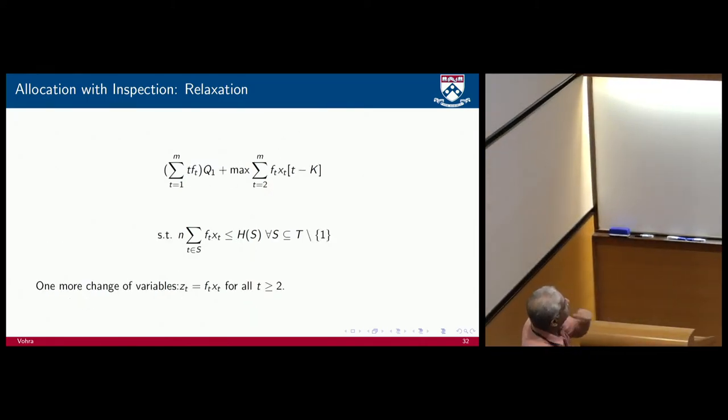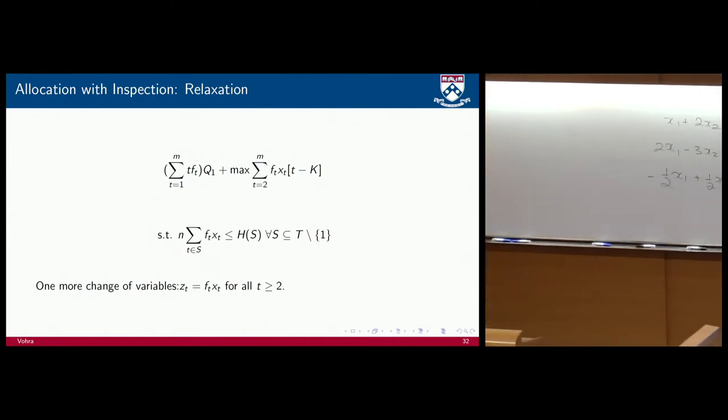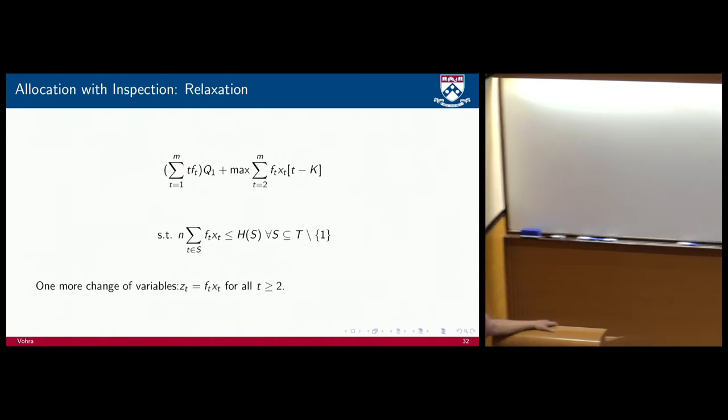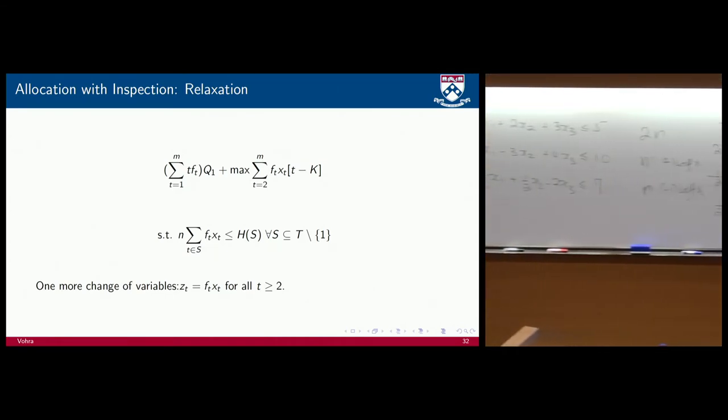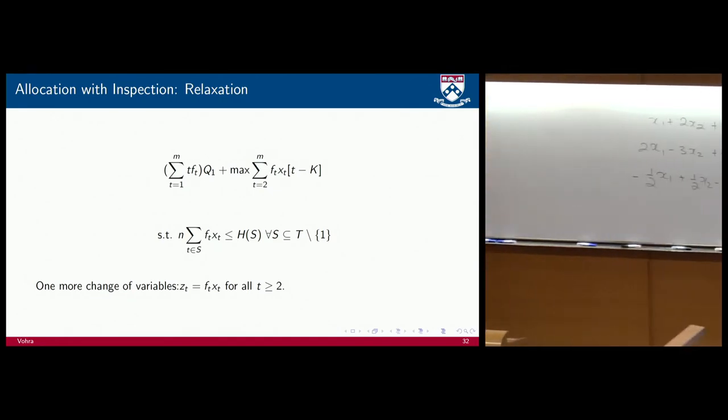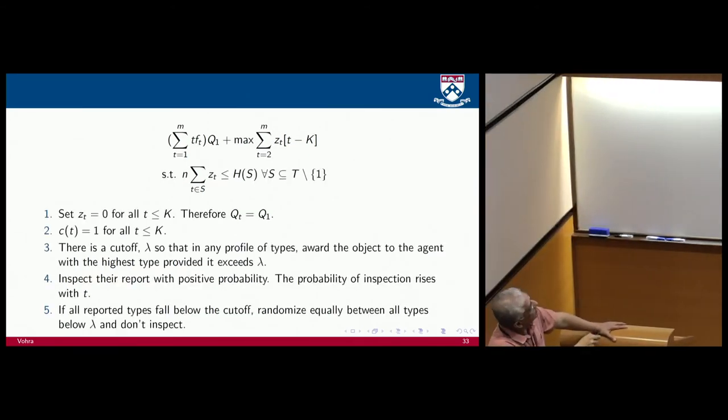So what do I have? I've now got maximize a linear function. Remember, Q1 is a parameter that I will fix later, so it's fixed for the moment. So maximize a linear function subject to a polymatroid. Okay. How do I know polymatroid? Admittedly, I've got FT times XT. Replace that by ZT. And there's my problem.